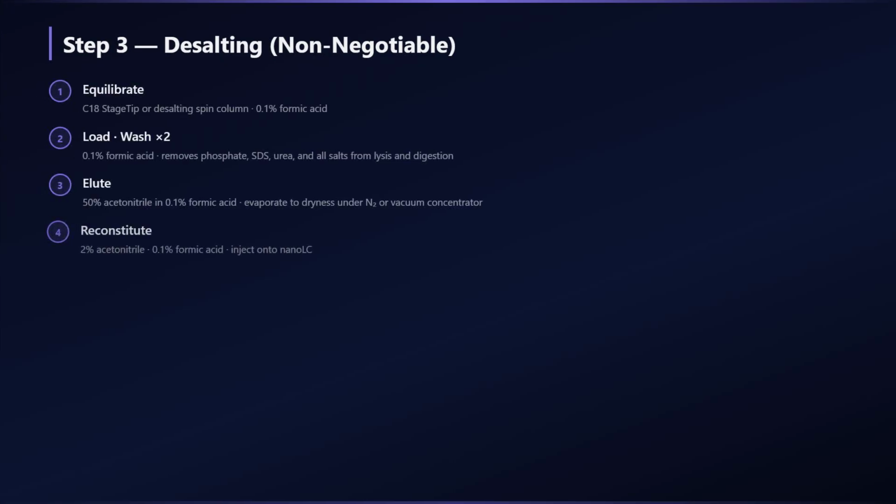Step 3. Desalting. Non-negotiable. C18 stage tip or desalting spin column. Equilibrate in 0.1% formic acid. Load your digest. Wash twice with 0.1% formic acid. Elute with 50% acetonitrile in 0.1% formic acid. Evaporate to dryness under nitrogen or a vacuum concentrator. Reconstitute in 2% acetonitrile, 0.1% formic acid. This removes phosphate, SDS, urea, and every salt left over from lysis and digestion that will suppress your ionization.